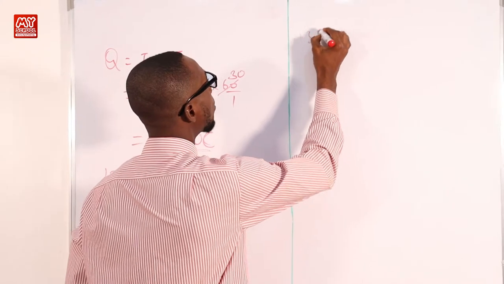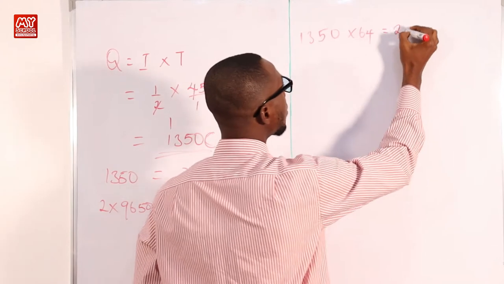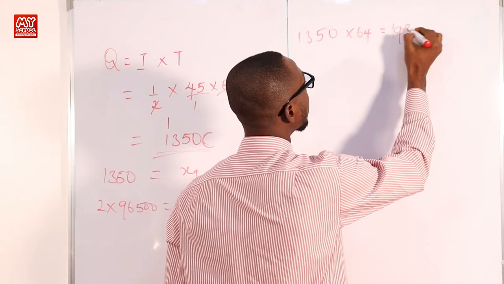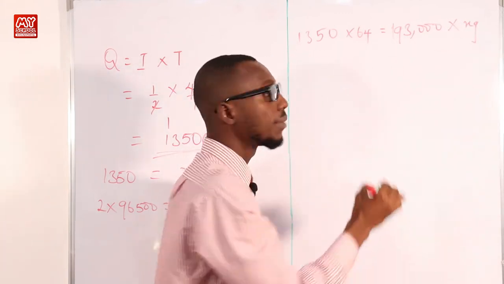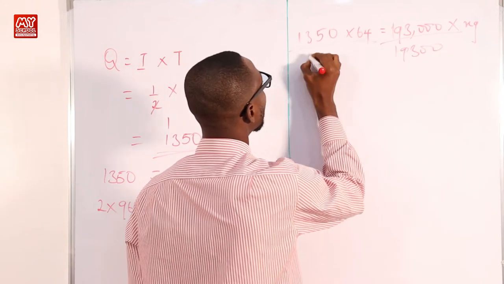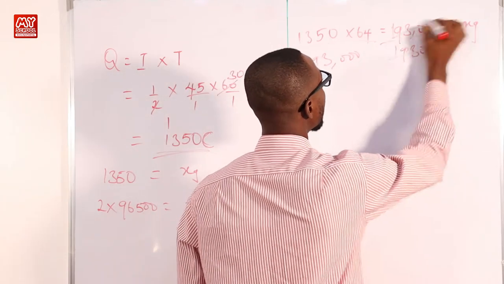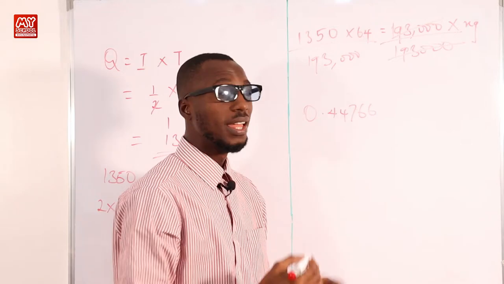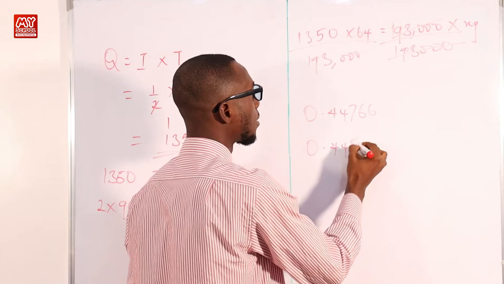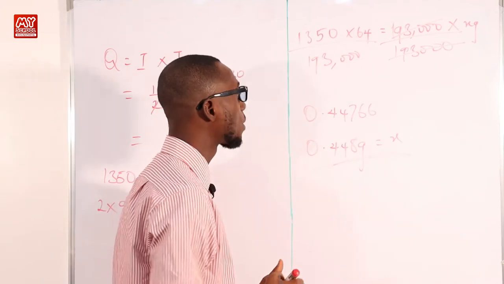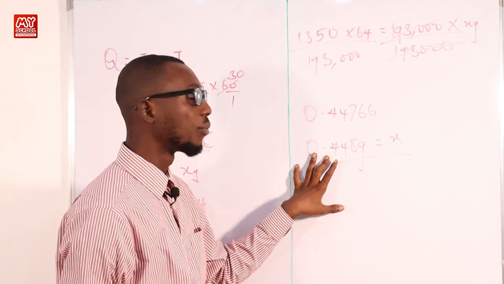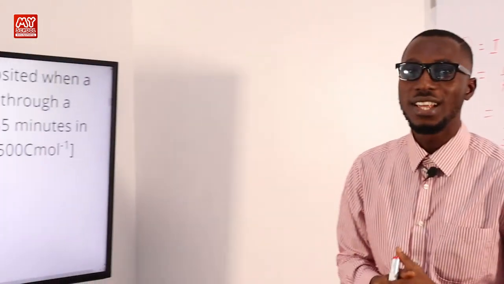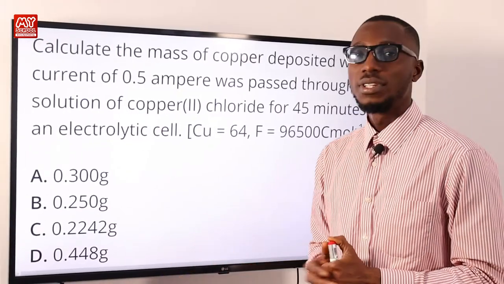So we'll have 1350 times 64 equals 193,000 times X grams. Dividing both sides by 193,000, we get around 0.447666, which we can approximate to 0.448 grams. So we know that 1,350 coulombs of charge would deposit 0.448 grams of copper. Let's go back to our screen and confirm the option that carries our answer. We can see that option D is the correct option.